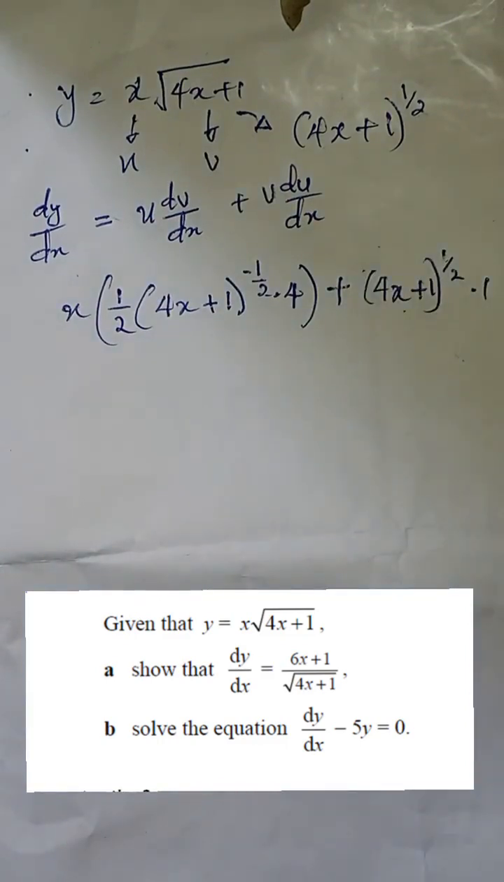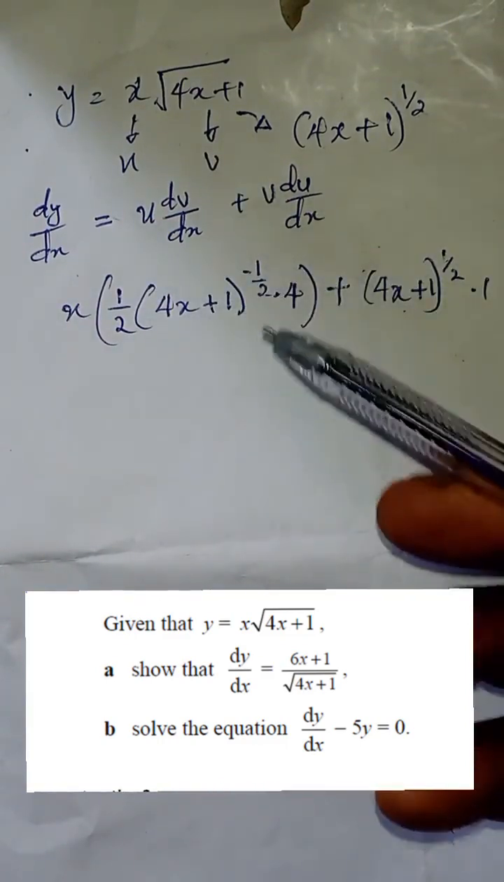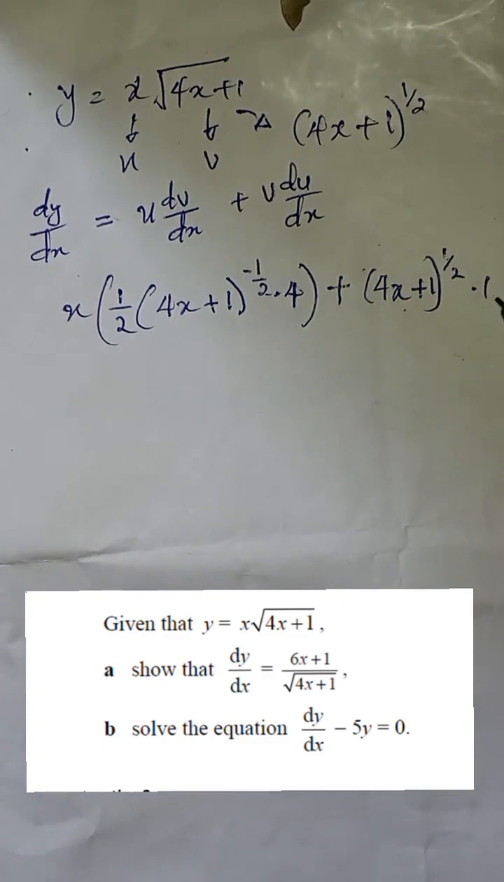1 minus 1 is 0. Anything raised to the power of 0 is 1. So x raised to the power of 0 gives us the 1 back.